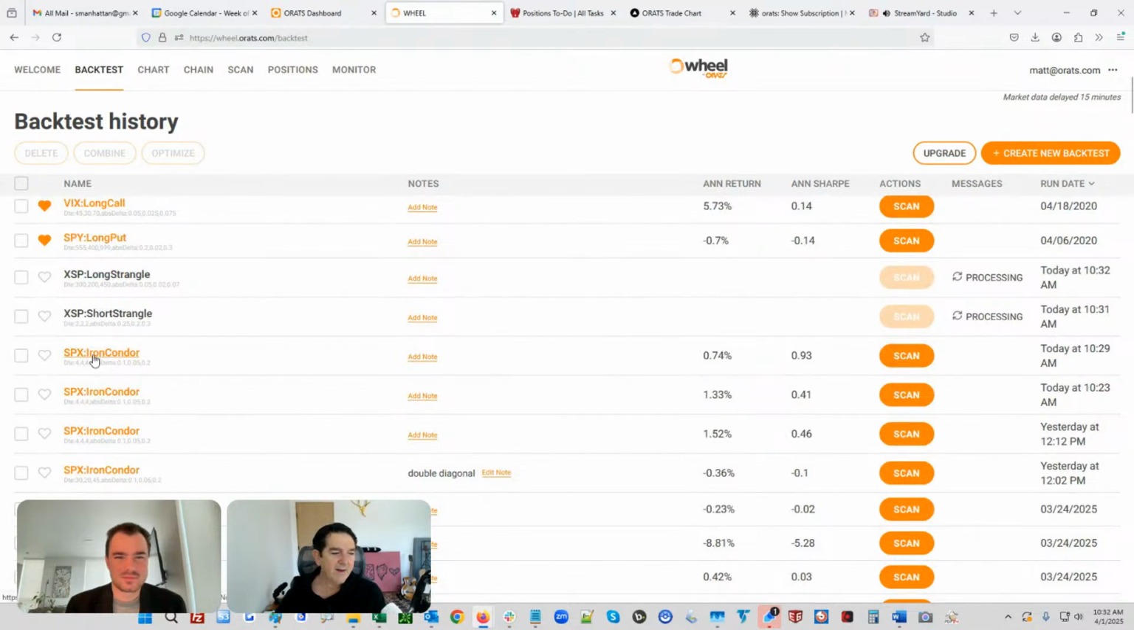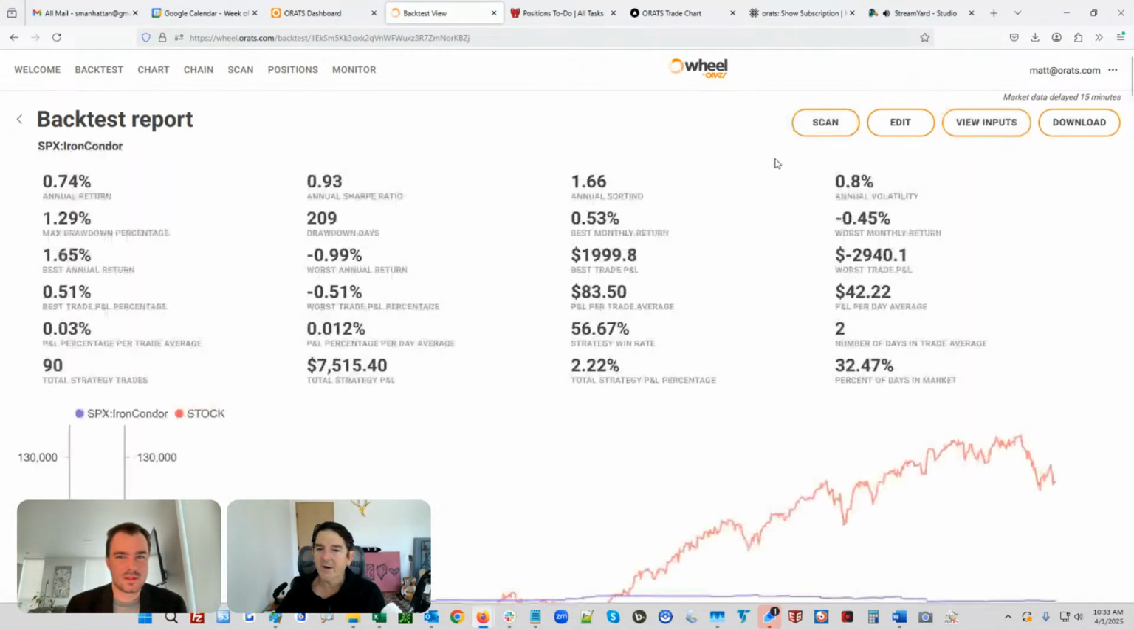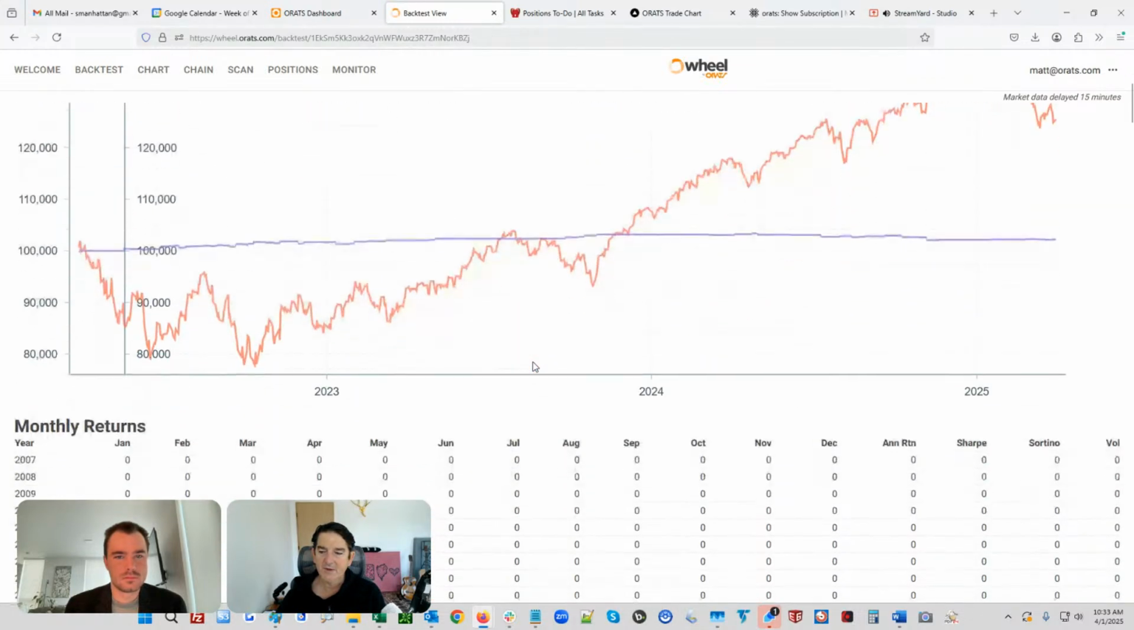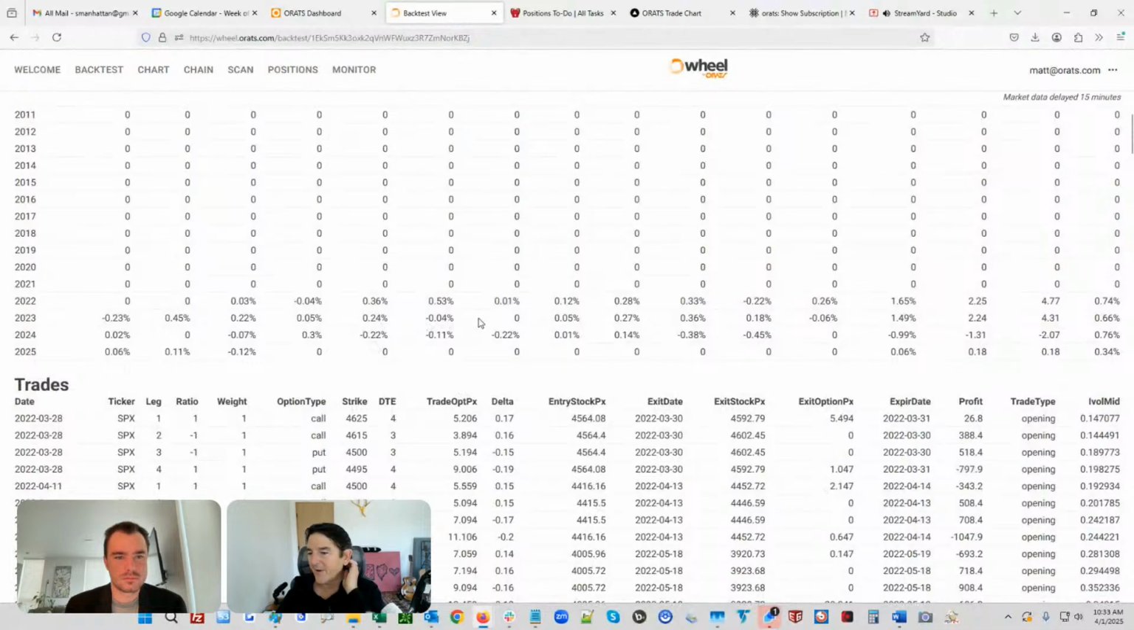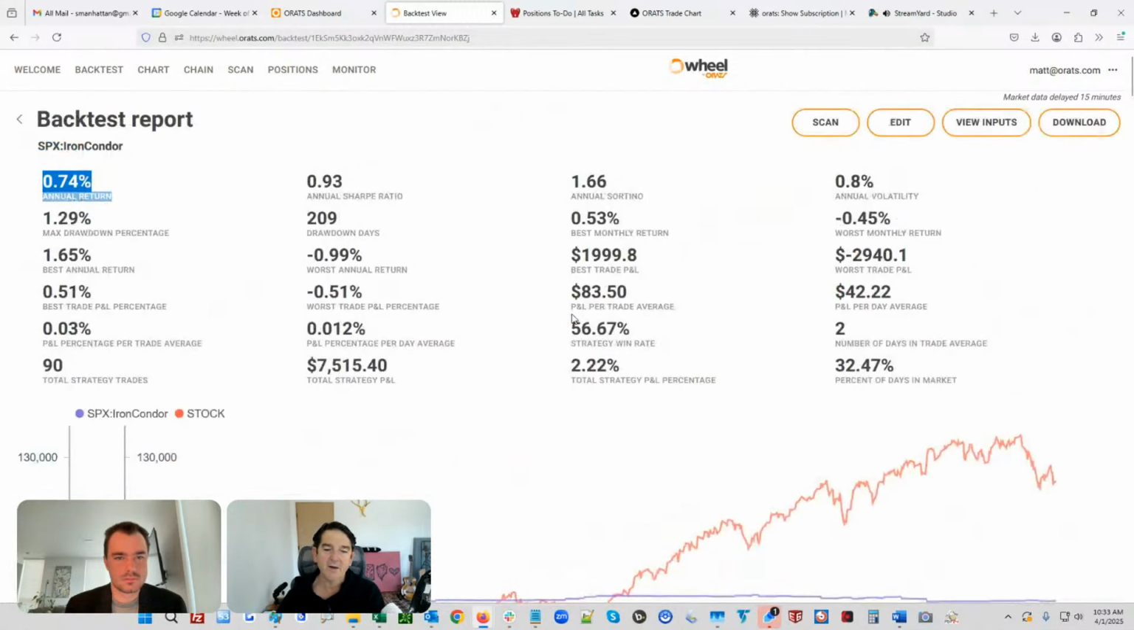So anyway, that iron condor where we're paying for it came back, and actually the annual returns are lower, but the Sharpe's a lot better, and the Sortino's really good. And it doesn't look like it traded that much either. And I'll tell you why.